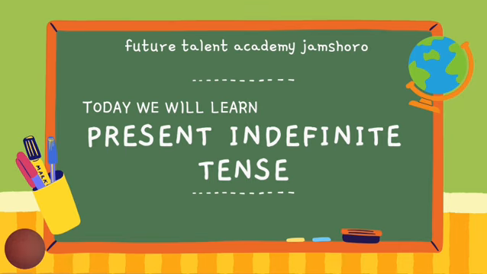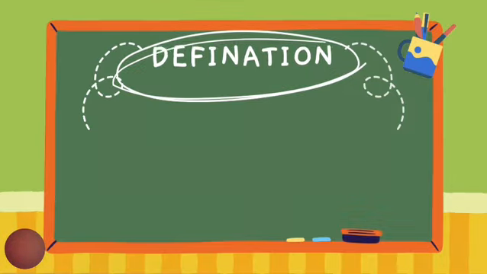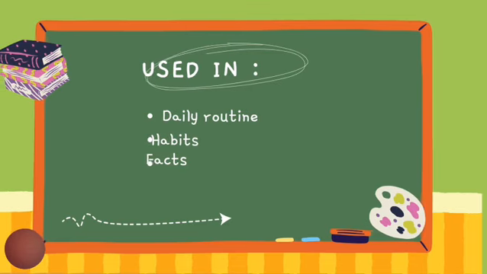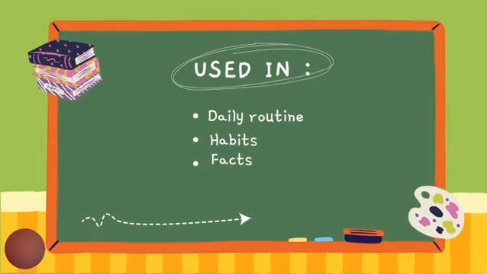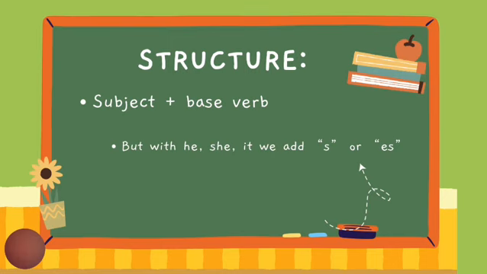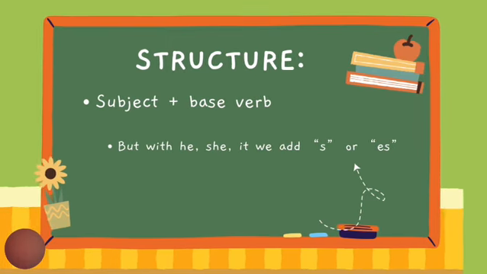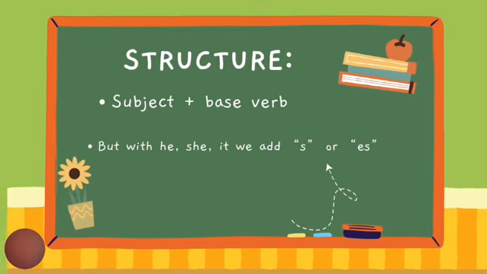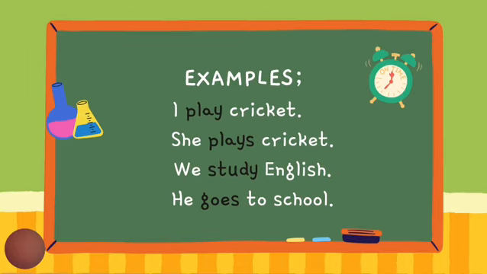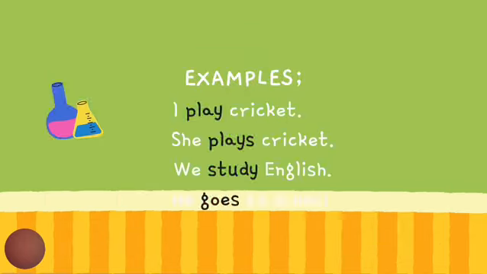So, today we will learn present indefinite tense. Present indefinite tense, also called present simple tense, is used for daily routine, habits, and facts. The structure is subject plus base verb, but with he, she, it, we add s or es. Like examples: I play cricket, she plays cricket, we study English, he goes to school.